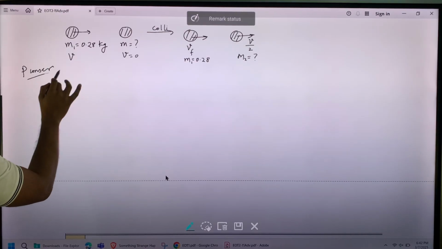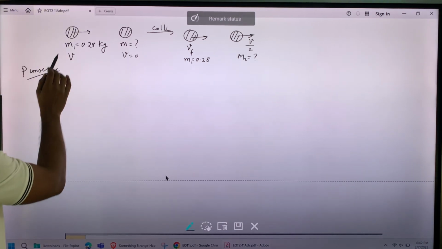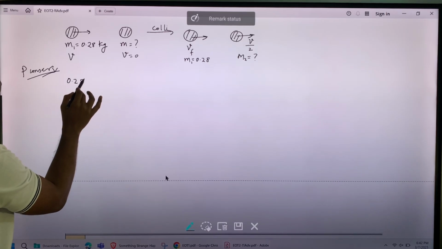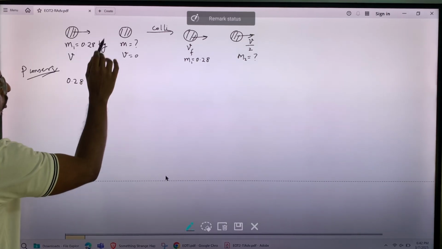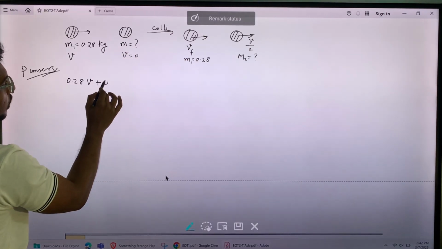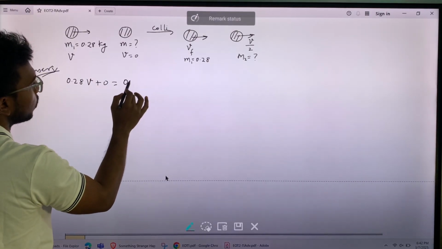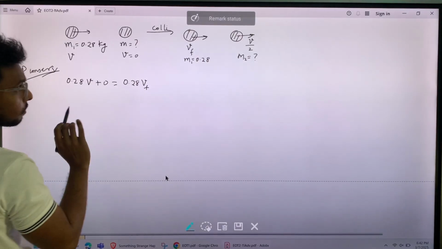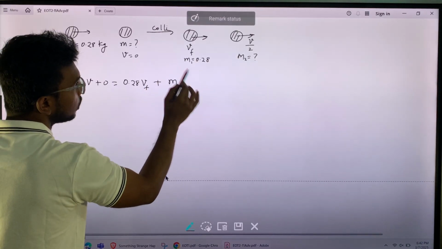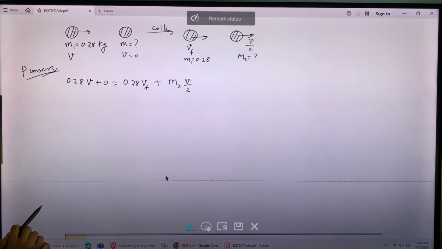P is momentum, so I'm doing the momentum conservation. Initial momentum should be equal to the final momentum. Initial momentum for the first ball should be equal to m1v, that means 0.28 times v, plus m2v, that is the mass of this ball, we don't know, times velocity, which is 0, so effectively 0, equal final velocity. We don't know about the first ball, but we know the mass, so it will be 0.28 times vf, plus the second one, which is, I don't know the mass, m2 times v by 2, because it is half the original speed. That is the part.